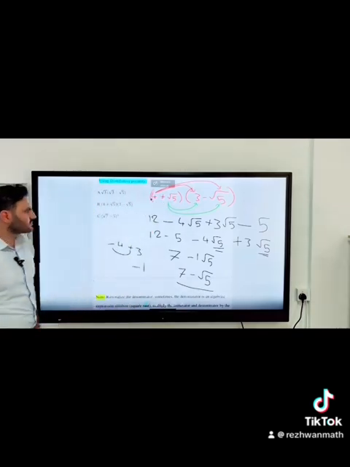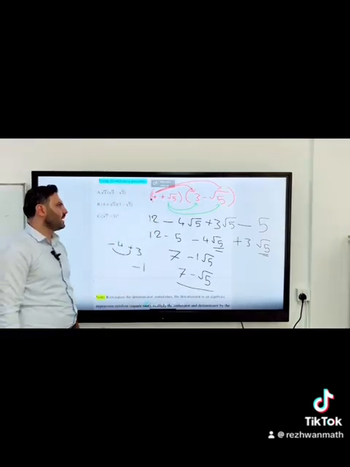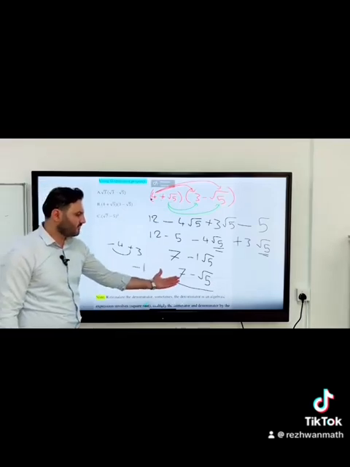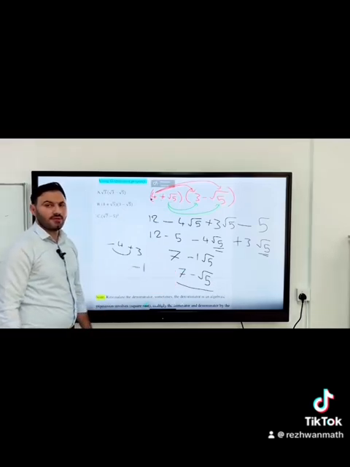Now, the simplest form of 4 plus square root 5 times 3 minus square root 5 is 7 minus square root of 5.